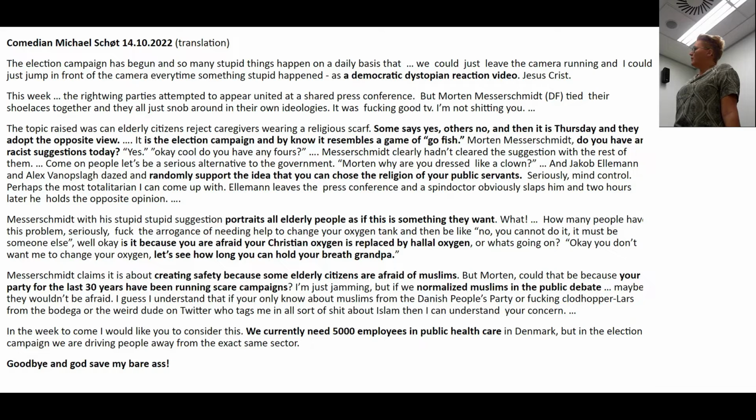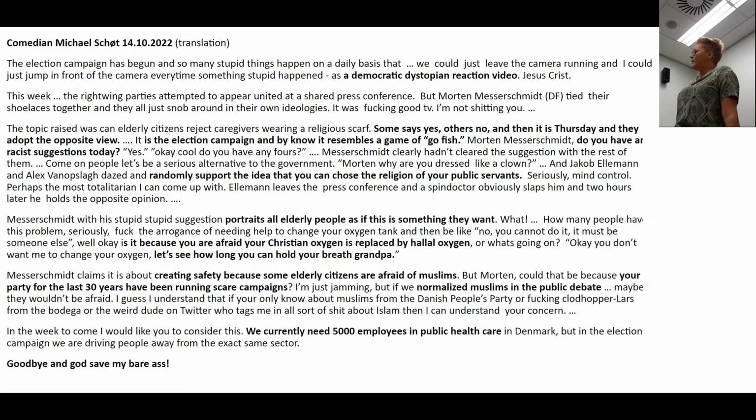Messerschmidt, with his stupid suggestion, portrays all elderly people as if this is something they want. What? How many people have this problem? Seriously, fuck the arrogance of needing help to change your oxygen tank and then be like, no, you cannot do it. It must be someone else. Well, let's see how long you can hold your breath, grandpa.